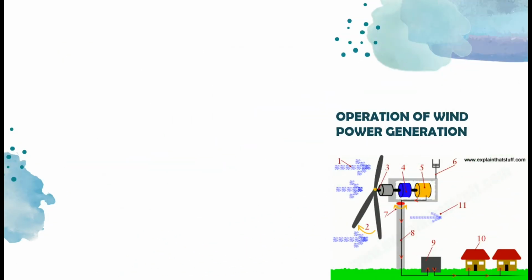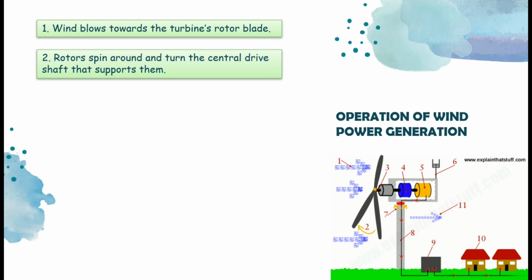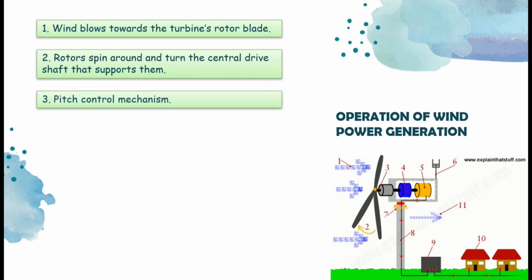Next, let's discuss the basic principle of wind power generation. First, wind that contains kinetic energy blows toward the turbine's rotor blades. Then the rotors spin around, capturing some of the kinetic energy from the wind and turning the central drive shaft that supports them. In most large modern turbines, the rotor blades can swivel on the hub at the front so they meet the wind at the best angle for harvesting energy. This is called the pitch control mechanism.